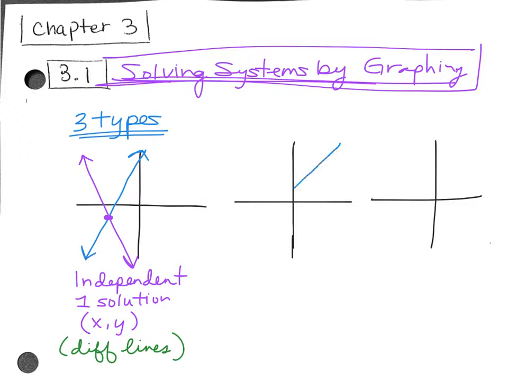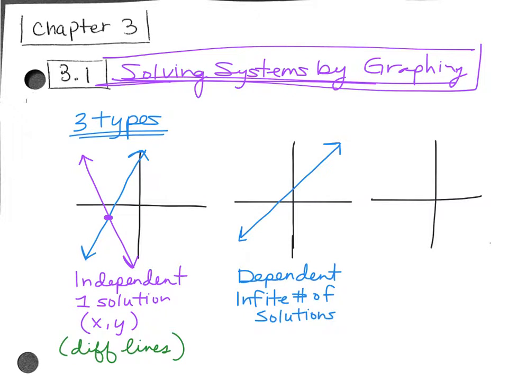Second one is if it looks like this. So you have two equations, but only one line. That's because the two equations got you the same line. So this one is called dependent, which means you have an infinite number of solutions. Okay, because they're the same lines, right?